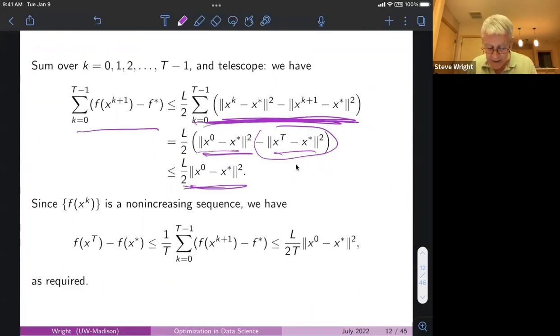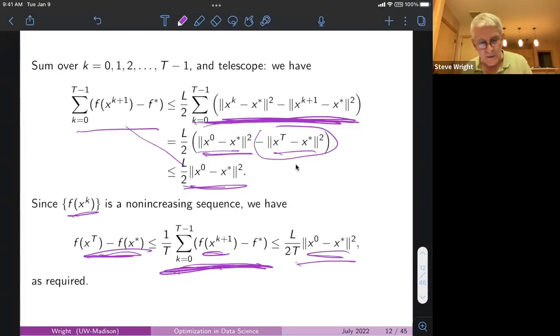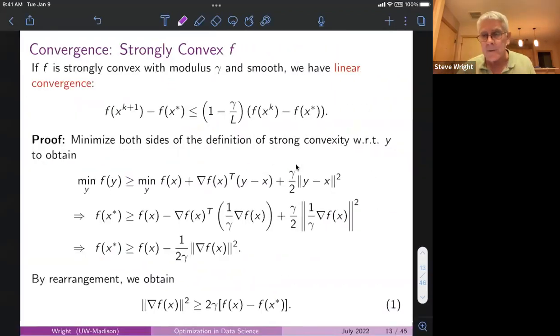Okay? Now, once again, here I'm able to use the fact that, because f is always going down, the difference between f of xt and f star is less than or equal to the average of the differences between f of xk and f of x star. Okay, so the minimum is less than the average. And if we divide both sides of this expression by t, we've shown that this average is less than L over 2t times the distance to the solution. So we're able to show that the non-optimality in f goes down like 1 over t.